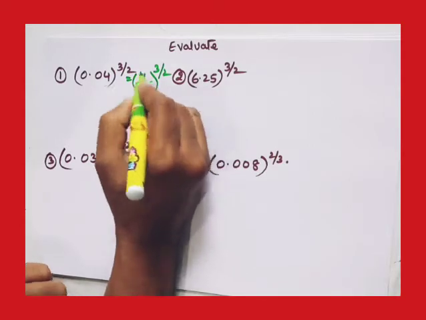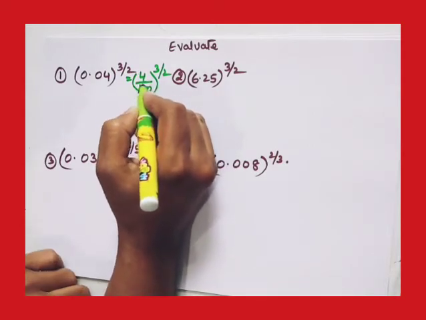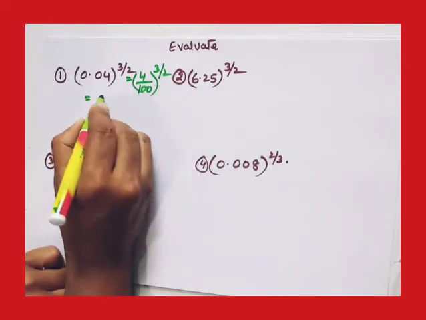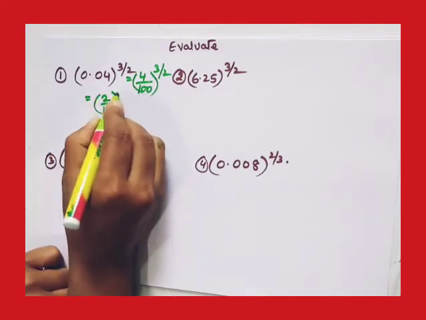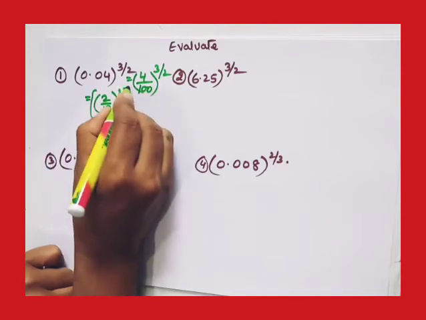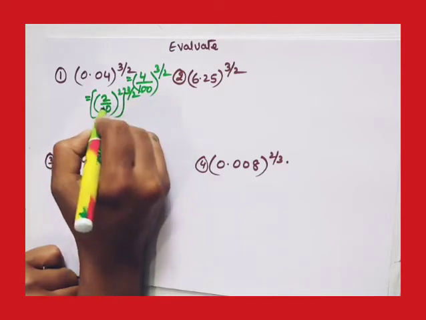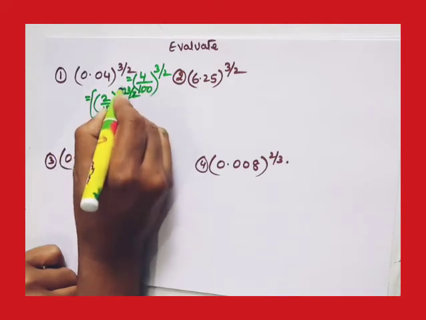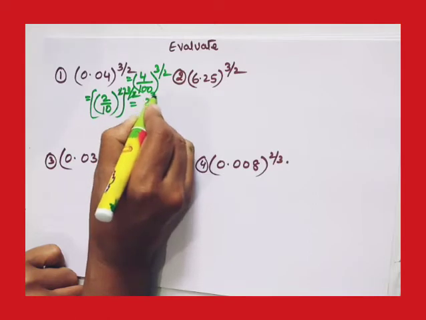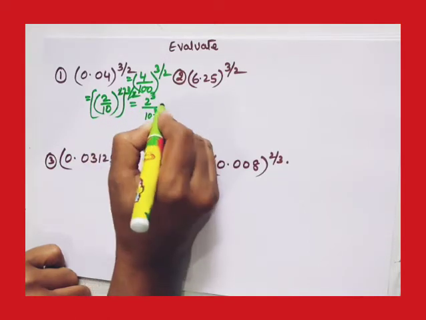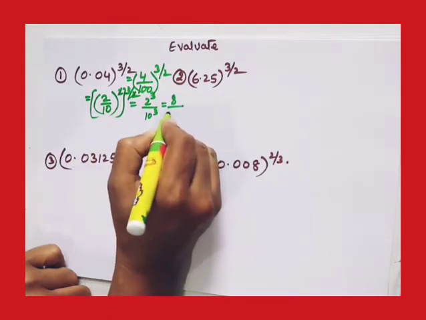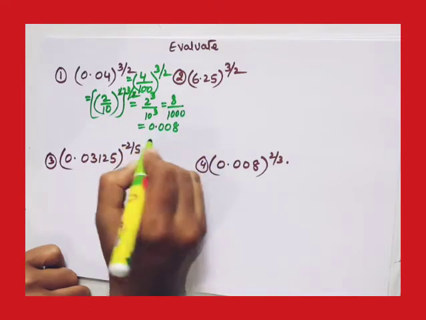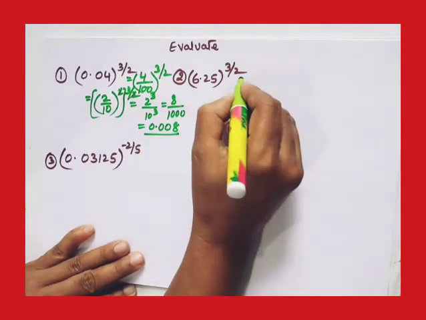Simply change 4 by 100 in such a way that you get the square of another fraction. So that will be 2 square by 10 square. So 2 by 10 whole square to the power again 3 by 2. In the next step, a to the power m whole to the power n will be a to the power m into n. So this 2 and 2 will be cancelled. You will be getting 2 cube by 10 cube. That will be equal to 8 by 1000. So you will get 0.008.